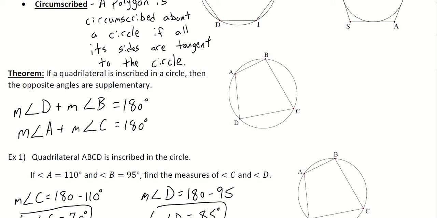It has to be a rectangle. So there's no other parallelogram where the opposite angles are supplementary. So there you go. That's kind of the proof of that. It's kind of tying that theorem into inscribing a parallelogram into a circle.